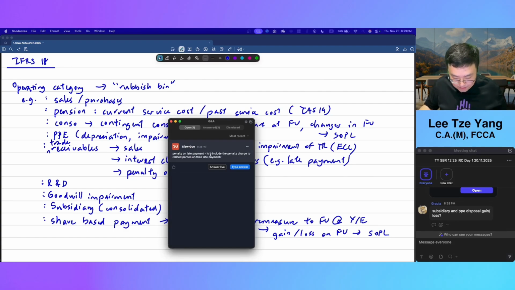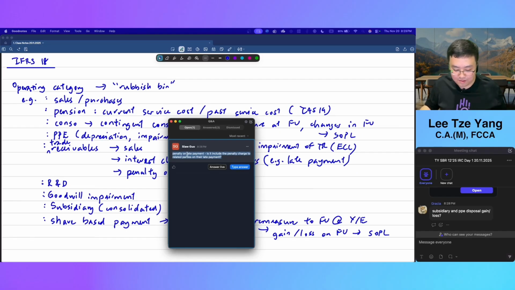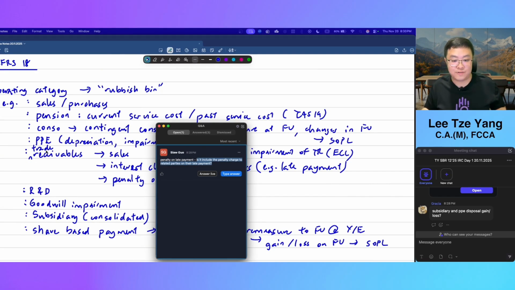Okay, so penalty on late payment, is it included penalty charge to related party on the late payment? Xiao Guo, I don't think SBR will ask about this. But you need to assess what is the relationship between you and the related party, because related party can arise because of a lot of things. Is it related to the loan you provide to them? Is it part of your operation or what? We need actually more assessment. Cannot conclude like this. So that's why I purposely just now mentioned is trade receivable.